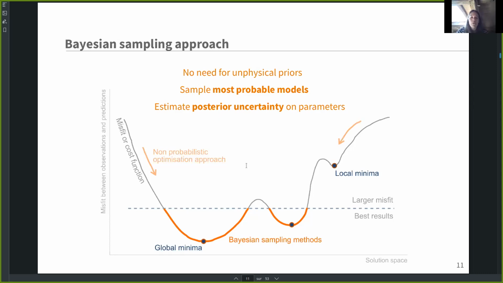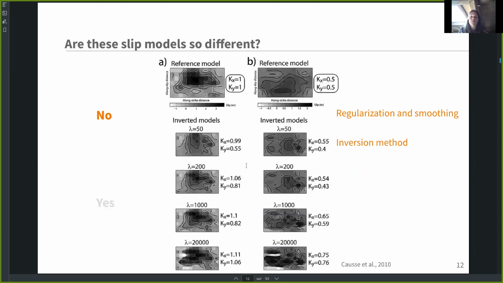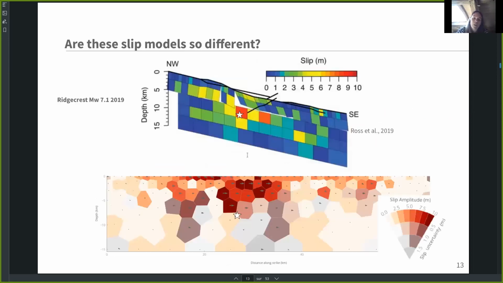If we go back to this slide, if we consider that this hypothesis is true, that all of these slip models are actually very similar and the only thing changing is the regularization or the way we solve the inverse problem, then we could say, let's all use Bayesian inverse methods, and all of the methods will converge towards a very coherent solution. Actually, that's not so simple. That's what I want to show you here. Here you have a slip model, again for the Ridgecrest earthquakes, that was inferred by Hamini and published last year.